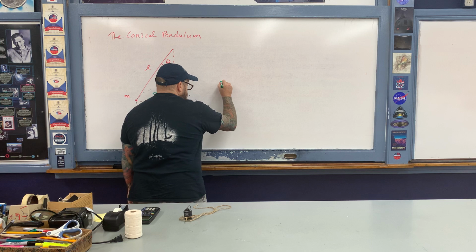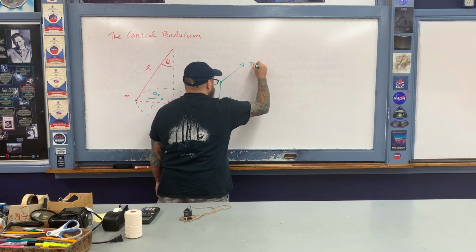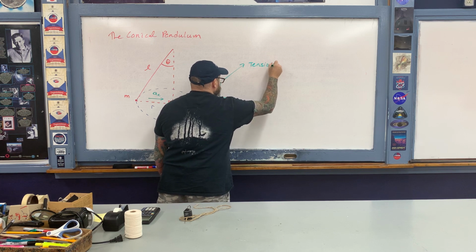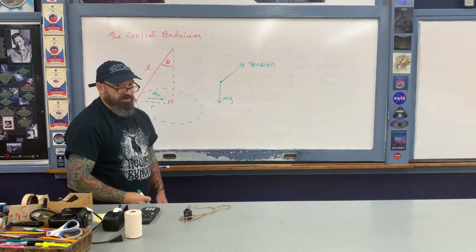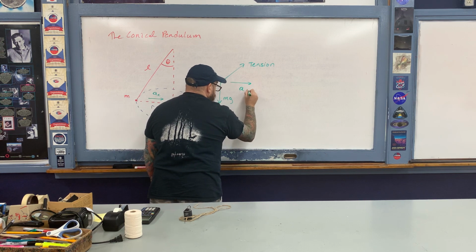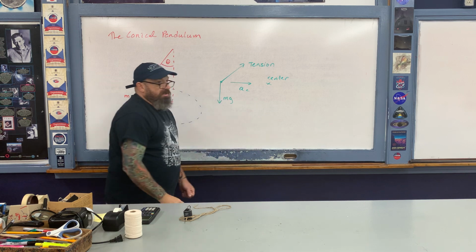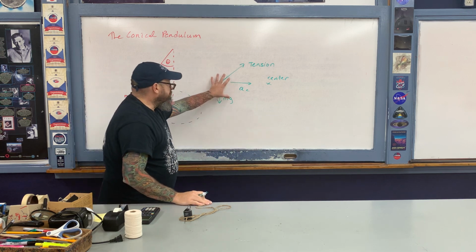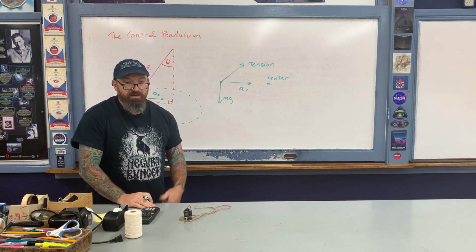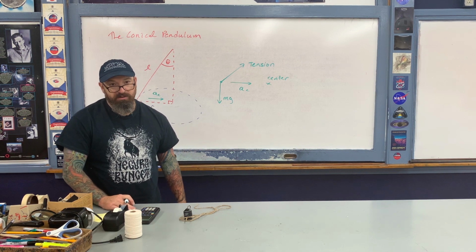We have first of all the weight, mg, straight downwards, and then this right here is the tension T, in this direction like so, along the length of string. Then the centripetal acceleration vector is in this direction, inwards towards the center of the circle. By using some trigonometry, if you add up the forces here using F equals ma, you can show ultimately that the acceleration vector is directed inwards towards the center of the circle.